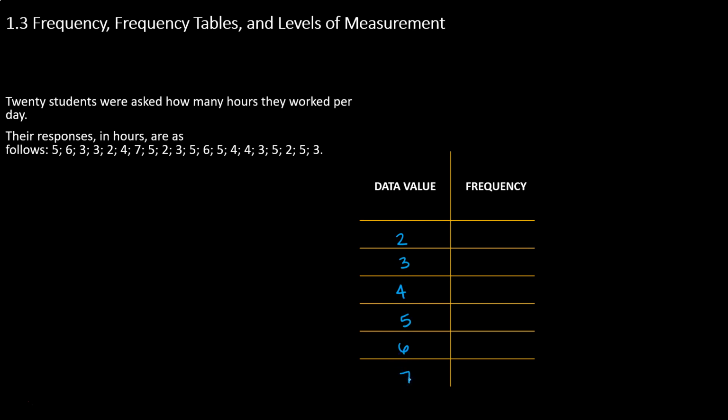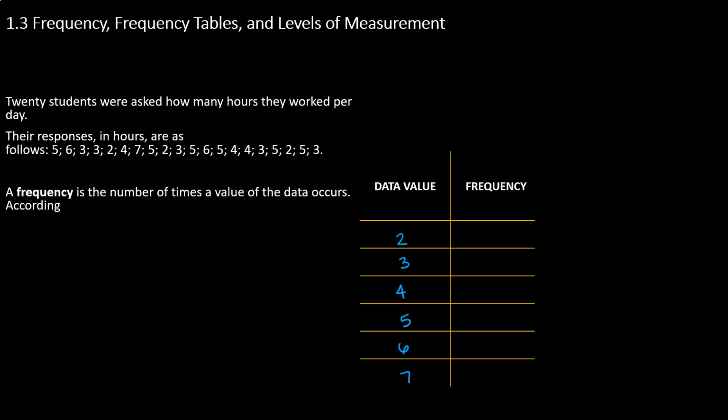There's no 1s, so I will not put a 1 in my data value column because that doesn't exist in my data set. There's no fractions, there's no numbers bigger than 7, so again, I won't list those numbers. It's not like a number line, it's just the types of numbers that live in my data set.